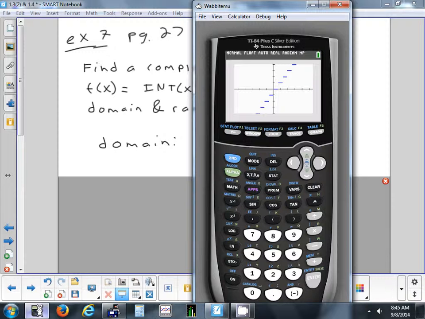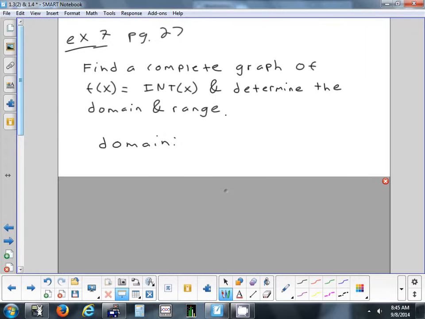So remember, domain, those are your x values. Those are your inputs. Those are the numbers that you're allowed to plug into this function. What would my domain be for this step function? What numbers are you allowed to plug into the greatest integer function? Infinity. Okay, anything you want. Yeah, the domain is negative infinity to positive infinity, includes all real values.